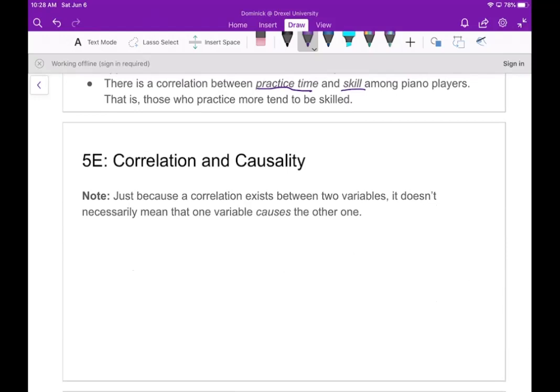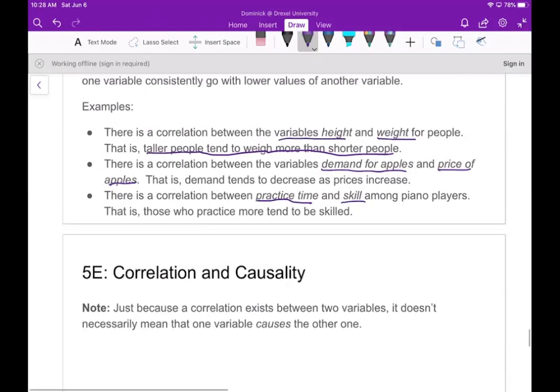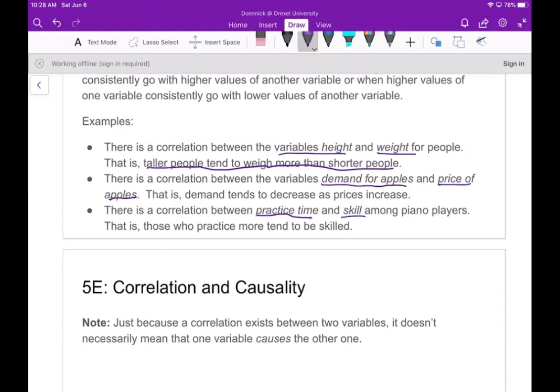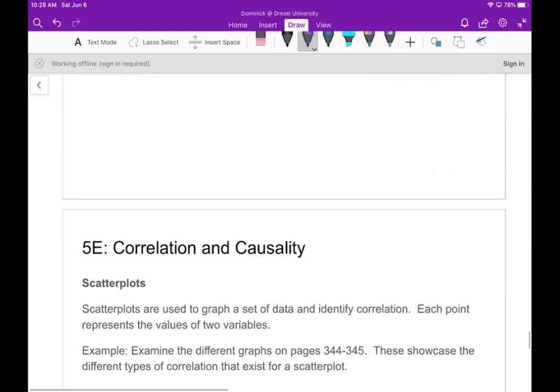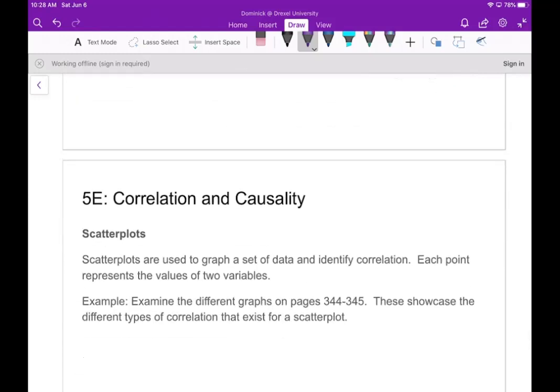Now, just because a correlation exists between two variables, it doesn't necessarily mean that one variable causes the other. In each of these examples, the correlation is usually a result of one causing the other, but that doesn't necessarily have to be the case, and we'll get into that in a little bit.